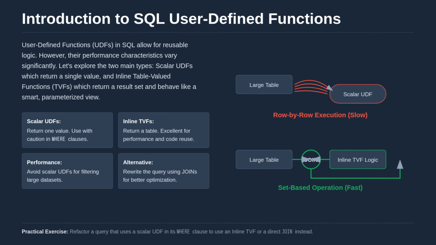So, let's recap what we've learned. Scalar UDFs return a single value and are great in a select list, but dangerous in a where clause on large tables. Inline table-valued functions return a result set, act like a parameterized view, and are generally excellent for performance. Always prefer rewriting a query with a join over using a Scalar UDF for filtering.